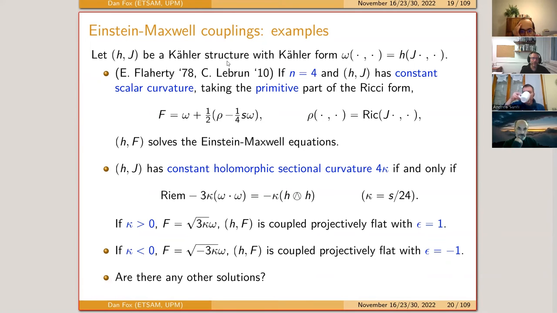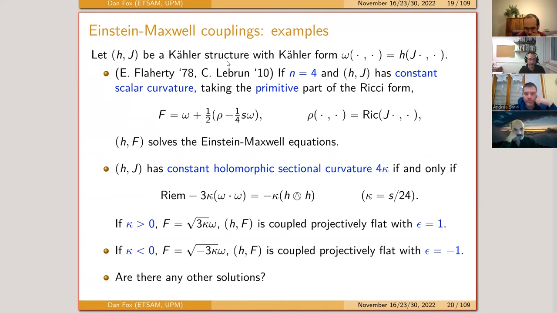What this is saying is that depending on the sign of the sectional curvature, you can, so the sign matters because I have to take this square root. This pair, so it's not the Kähler form, it's this strange modification of the Kähler form, plus H, solves these coupled projectively flat equations with one of these signs.